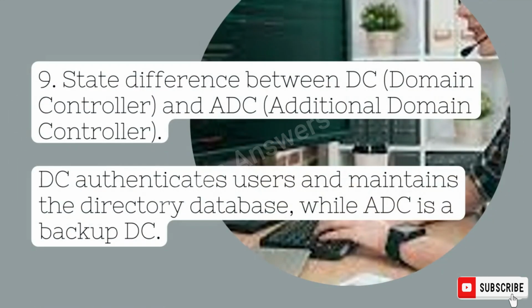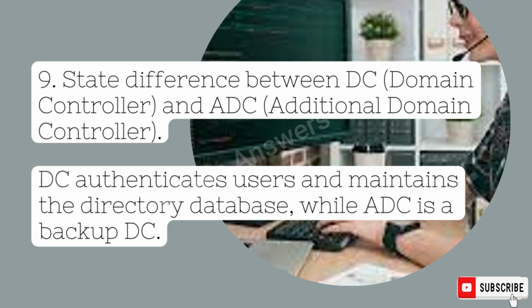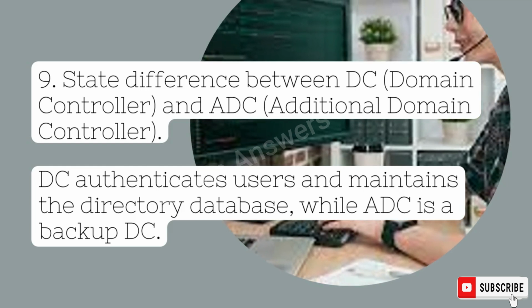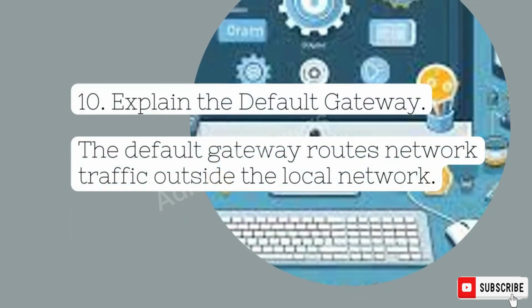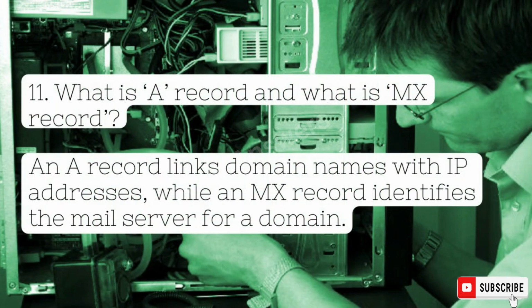9. State the difference between DC, domain controller, and ADC, additional domain controller. DC authenticates users and maintains the directory database, while ADC is a backup DC. 10. Explain the default gateway. The default gateway routes network traffic outside the local network. 11. What is an A record and what is an MX record? An A record links domain names with IP addresses, while an MX record identifies the mail server for a domain.